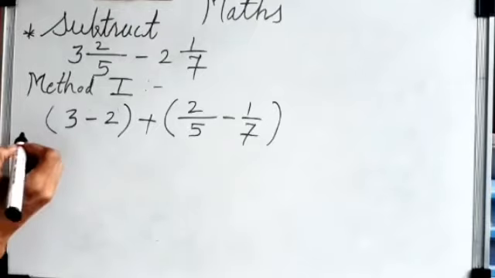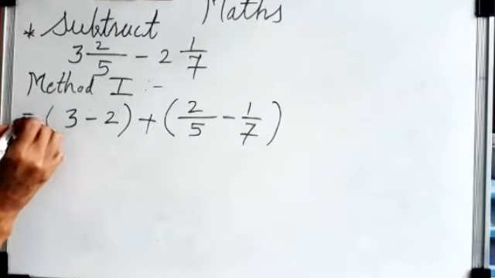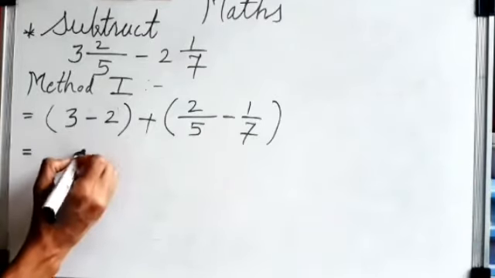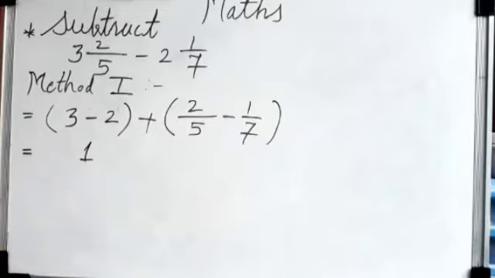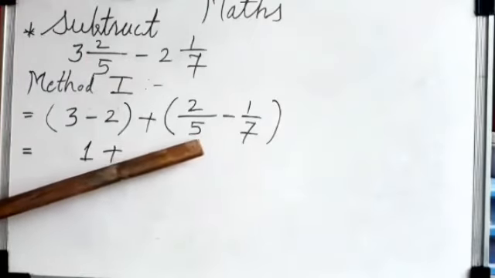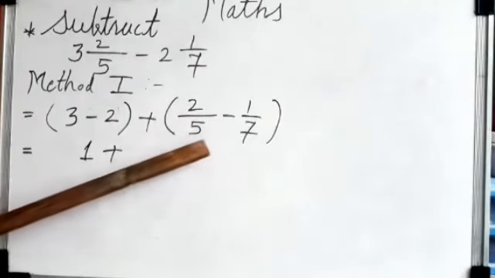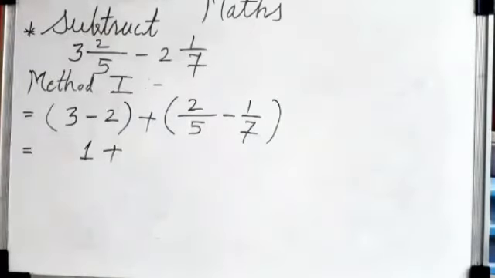Now let's start. Here you will give an equal to sign, one below the other. Now 3 minus 2 is 1. So write 1 here. Then plus sign as it is. Now this subtraction of these two fractions, what you have to do? Can we subtract like these two fractions? No, because they are unlike fractions. So what you have to do is make the denominator same. Then only you can subtract.